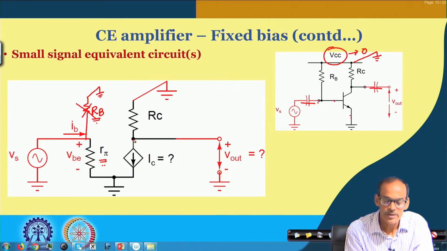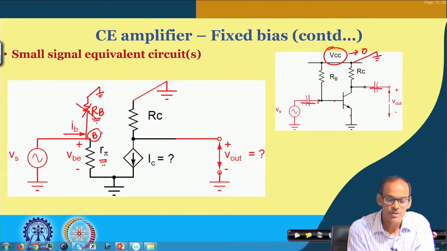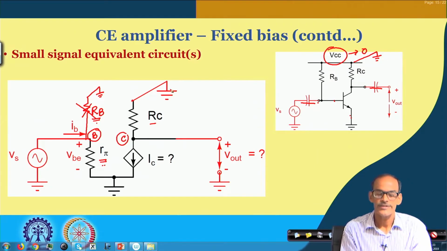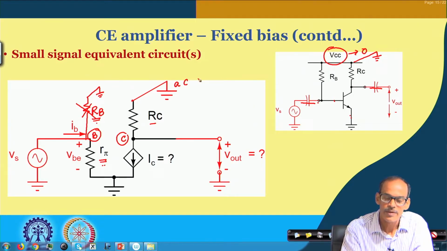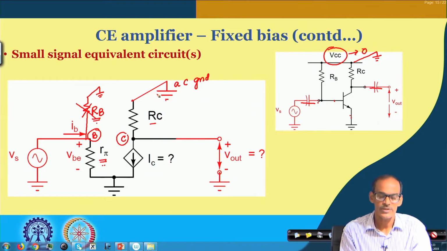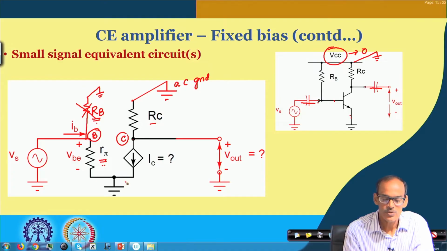On the other hand, this is the base node, and this is the collector side. At the collector side we have RC, which is connected to VCC, which is now AC ground. I am using red color for the ground here just to indicate that this is valid for AC signal only. From collector to emitter we have the IC current, which has the DC part as well as the small signal part. We drop the DC part, and what we have is only the small signal part IC.